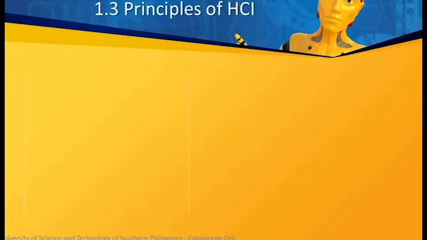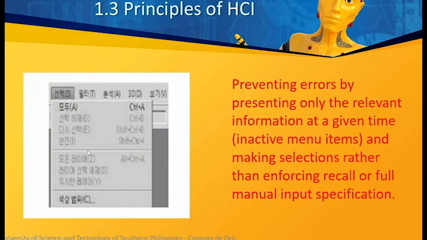So for example, here in this figure, it is in Chinese characters, but anyway, I'll explain it. So this one is preventing errors by presenting only the relevant information at a given time. So only the tasks that you are allowed to do are activated, while the others that are not allowed have their menus inactivated. So that is preventing errors, so you cannot click on the others. Only the allowed menus are active.